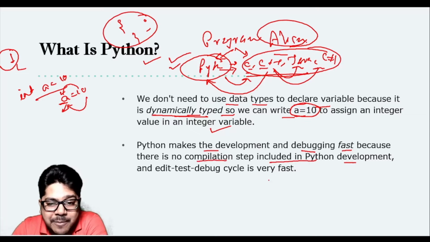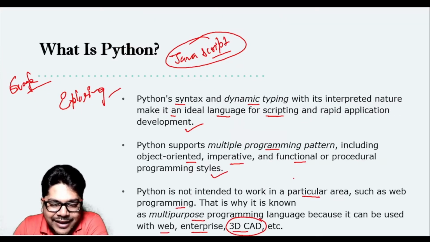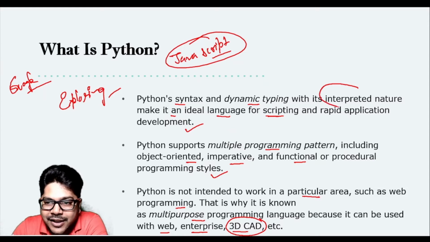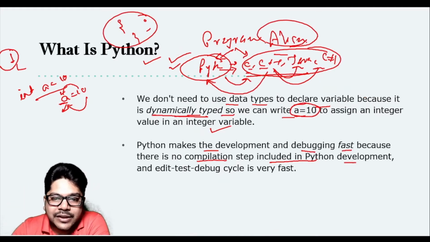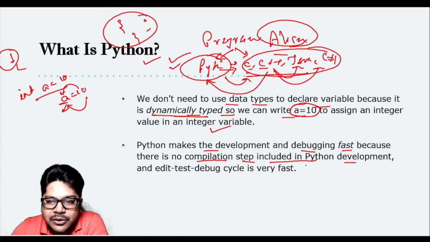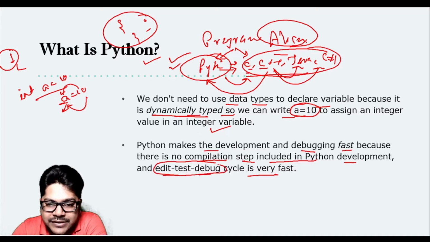So there is no compilation step included. There is no compiler here. It is interpreted. As you saw, somewhere it was written with its interpreted nature. Interpreted nature makes it an ideal language. But here we saw that there is no compilation step included in Python development, and the edit-test-debug cycle is very fast in Python.